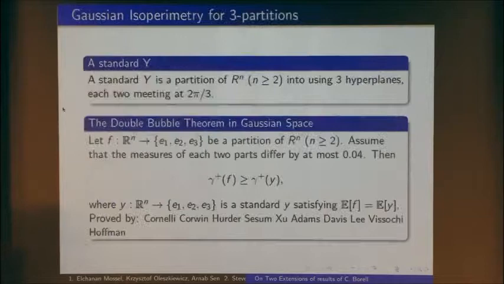Now, for a number of years, I've been obsessed with the following question. What happens if you divide the space into three parts? Okay, so two parts we all understand very well, but what happens if you partition the space into three parts? And the only result that we know, which sort of gave us hope that something can be done for three parts, is what's called the double bubble theorem in Gaussian space. So this is from about 10 years ago. There are many authors on the paper.